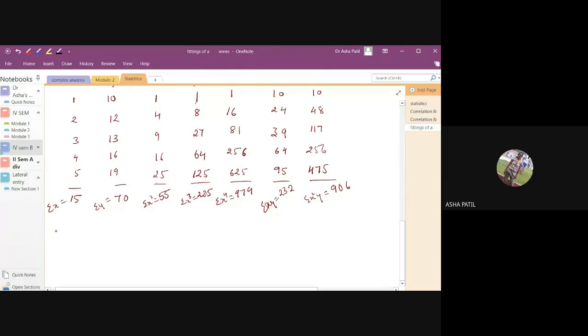If any other answer varies, do inform. Now substitute them in the normal equation. Substitution, see that you do correctly. Usually here only you go wrong. A lot of substitutions are there. Substituting in the normal equations. So what will you have?